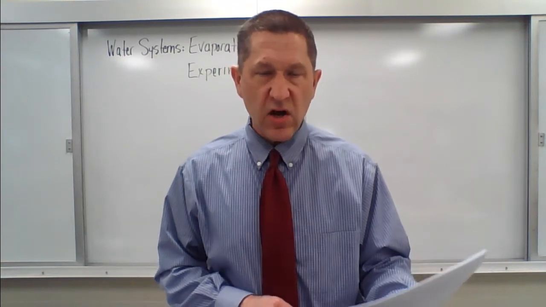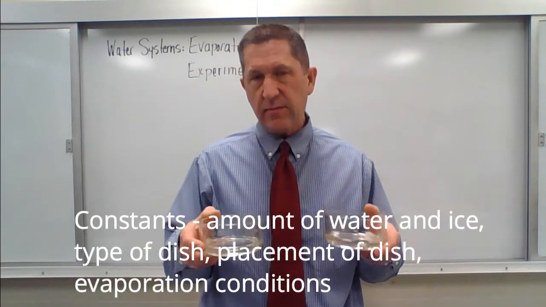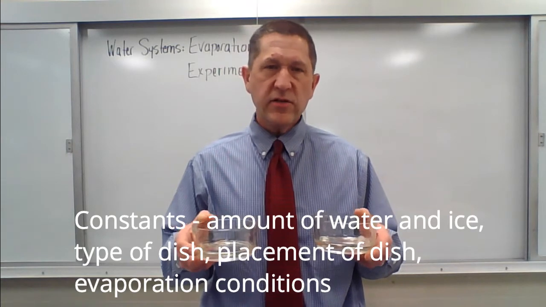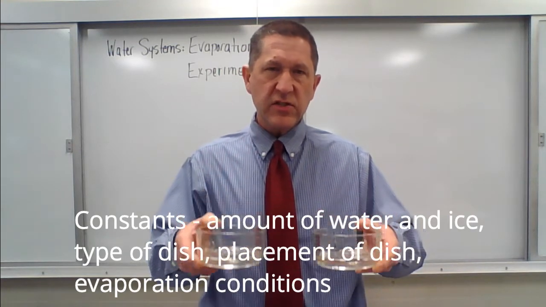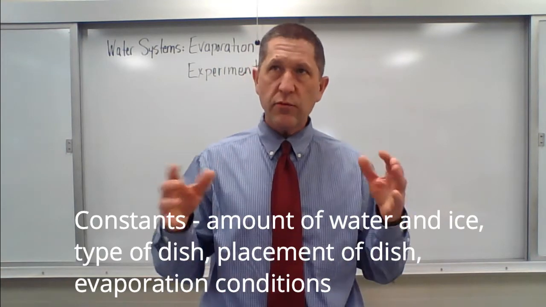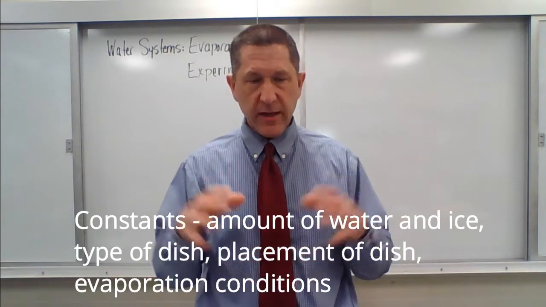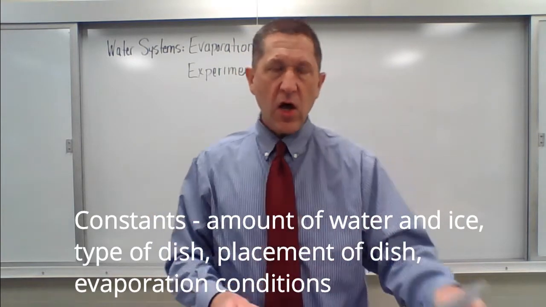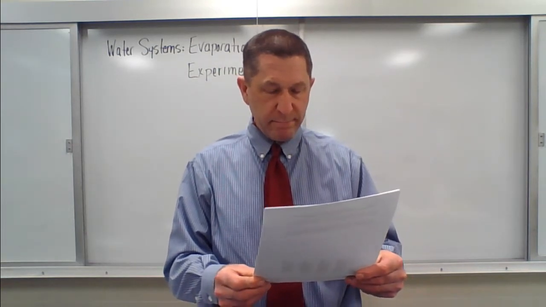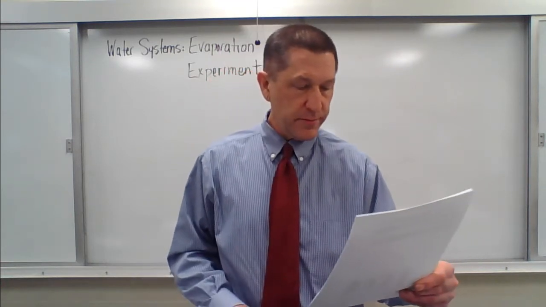Step number 6, the constants. Well, the constants in this case are 10 milliliters of water or ice. The constants in this case are these dishes. The constants is the environment that they're put in, the room temperature, the room humidity, the room pressure, the atmospheric pressure. All of those things are the same. Okay? And the way they're timed and recorded.